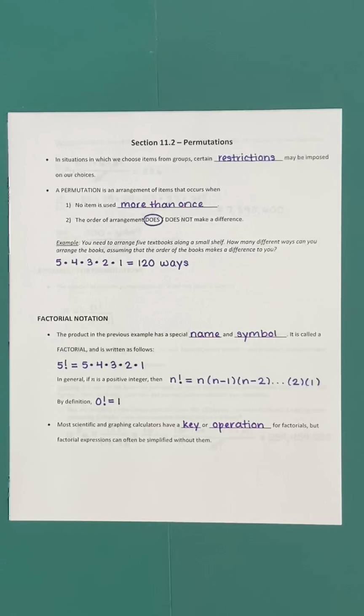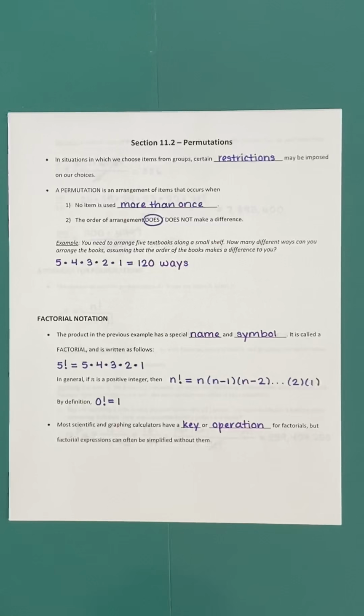This is a permutation. We're arranging a sequence of items. We can't use an item more than once. In other words, once we make a book the first book, we can't use it as the second or the third book. Once it's in the arrangement, we can't reuse it. And also we've determined that the order makes a difference. So if we rearrange the books, we have a different ordering. As long as those 2 criteria are satisfied, then this represents a permutation type problem. A permutation is a specific arrangement. So each of those arrangements is considered a permutation of those textbooks.